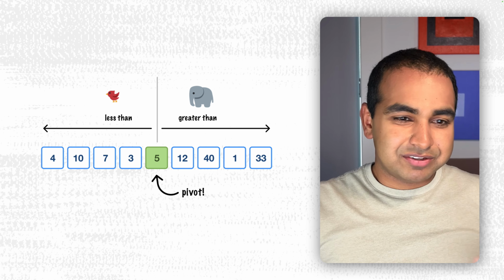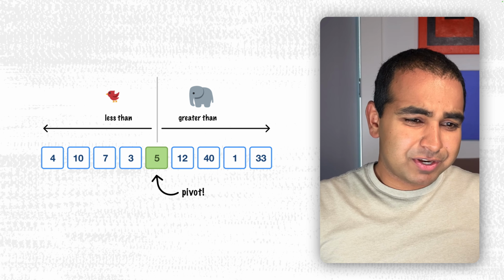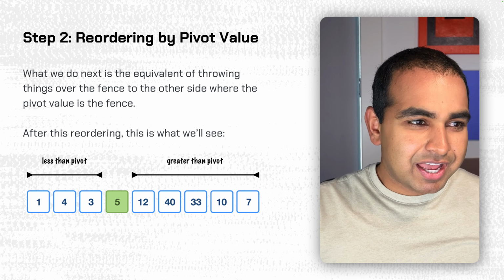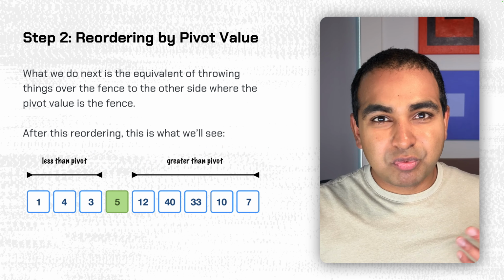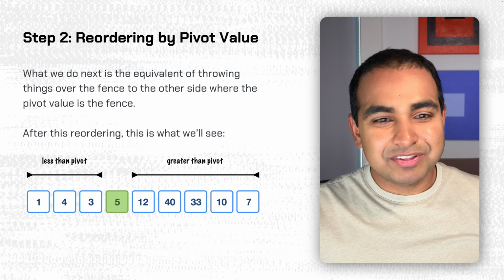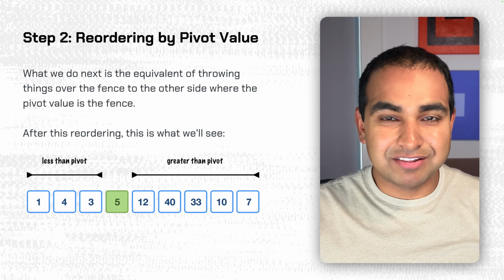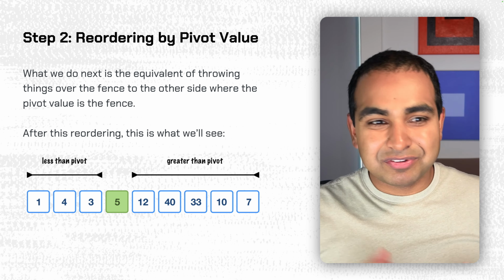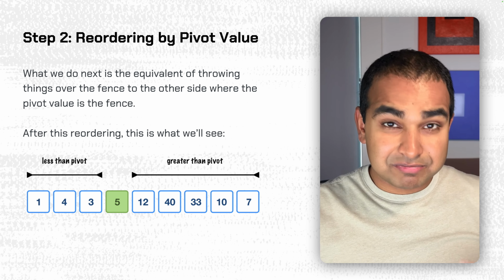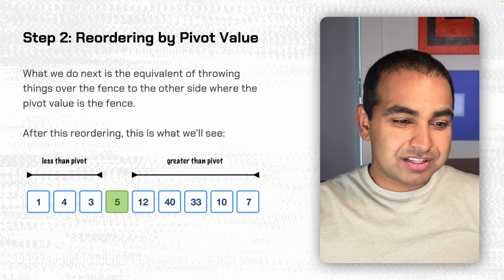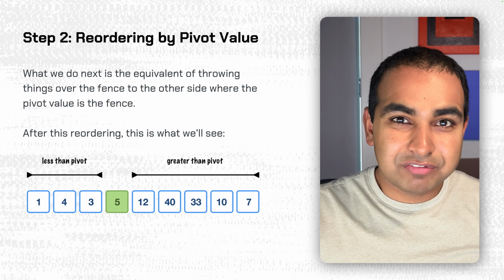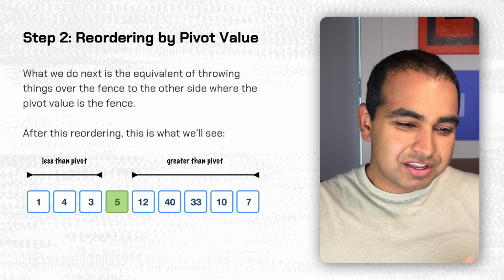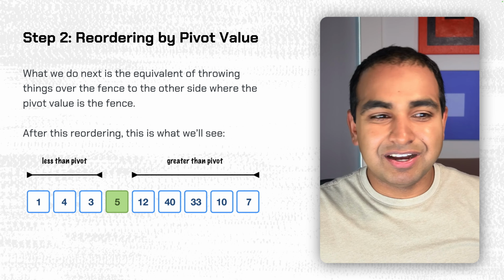If we had to visualize that, what we have right now is the pivot, left less than, right greater than. And so what we do next is the equivalent of throwing things over the fence to the other side, where the pivot value happens to be the fence. So instead of throwing giraffes and elephants on each side of the pivot, we're just throwing values instead. When we reorder the values based on the condition that all values to the left of 5 need to be less than, and all values to the right of 5 need to be greater than, we end up with something like this: 1, 4, 3 on the left, 12, 40, 33, 10, and 7 on the right.